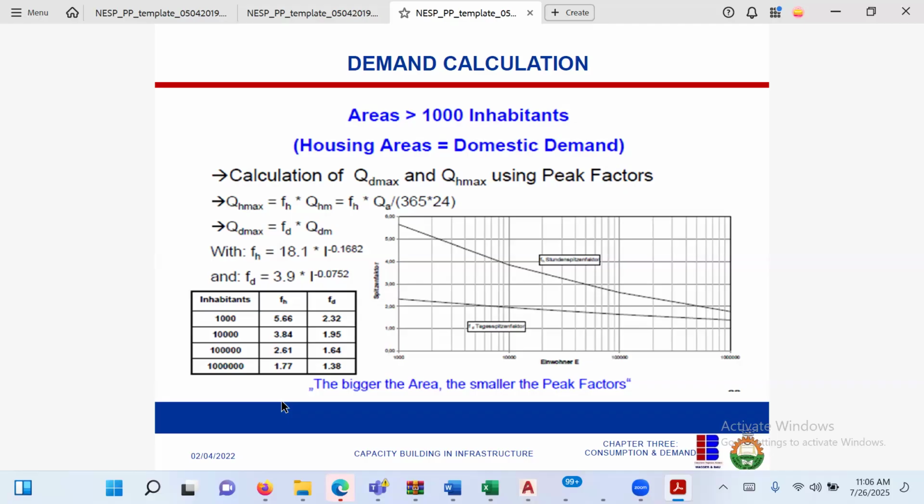Okay, so when they designed Abuja in 1978 up to 1982.